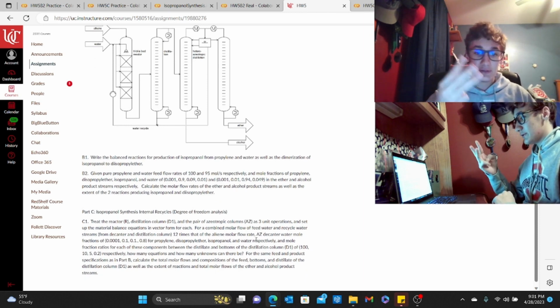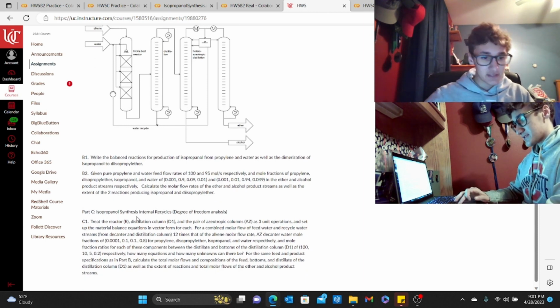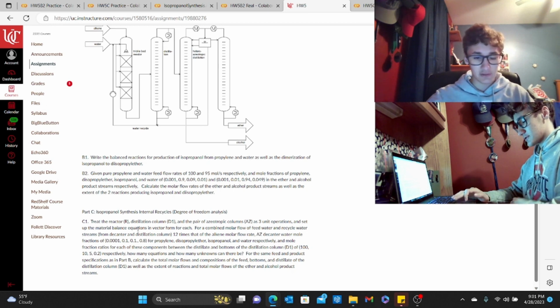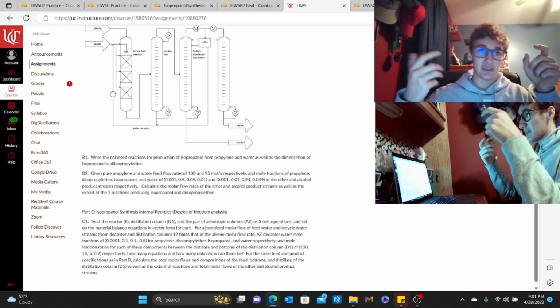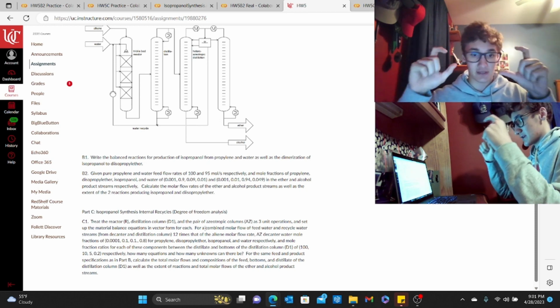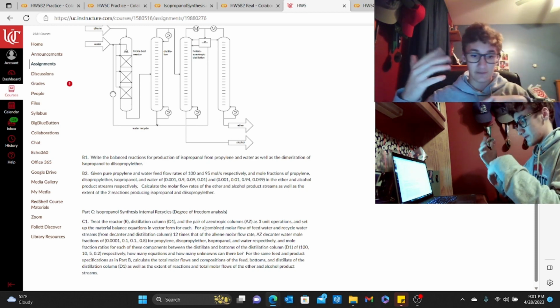Anyway, as three unit operations, and set up the material balance equations in vector form for each. So it's just going to mean we're going to have a really big, so like each composition is going to have a vector, everything's going to be an array, so it's going to be a lot of vectors, a lot of unknowns.